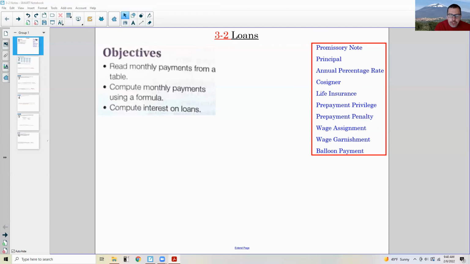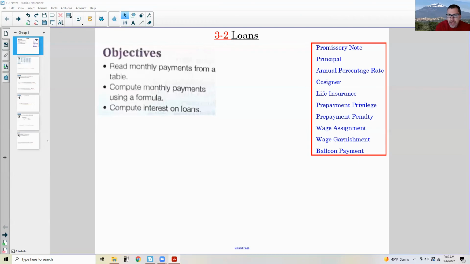A wage garnishment is if you default on something, or for some reason some law has been broken, or you owe somebody and the courts step in, then they're going to garnish your wages. That's wage garnishment. You have no say in that. They just take it, and it's the same as a wage assignment, except it's not voluntary. Wage garnishment is mandatory by the courts.